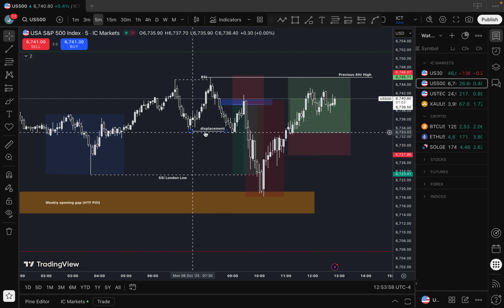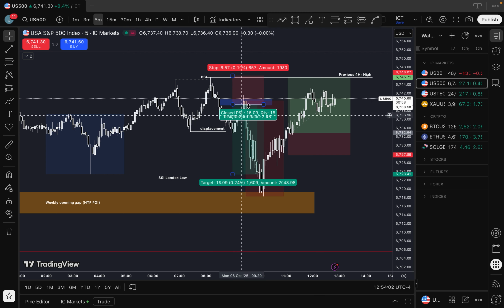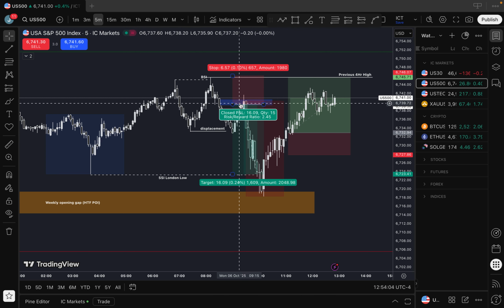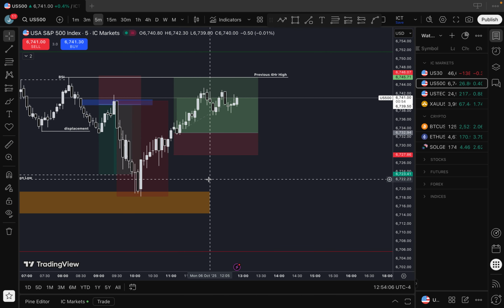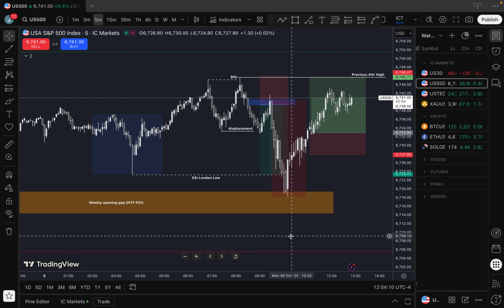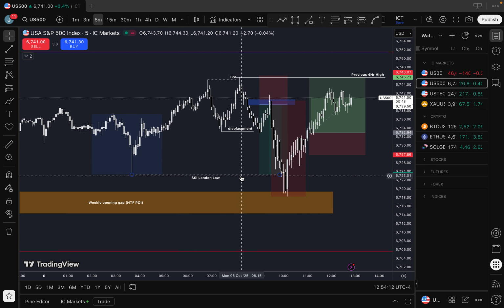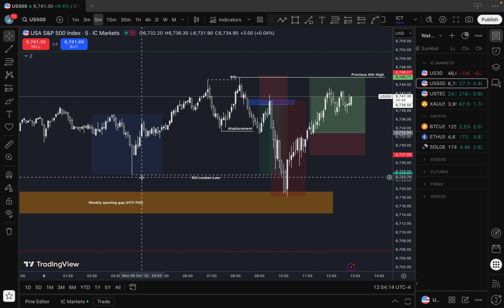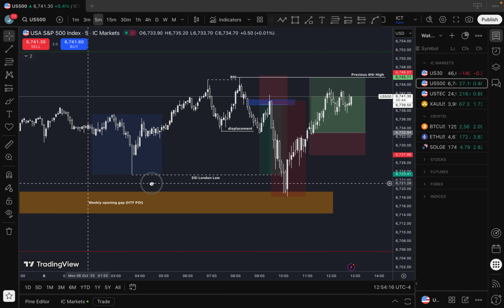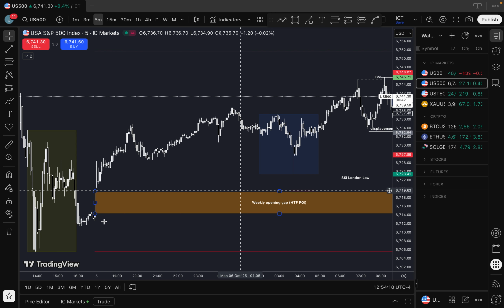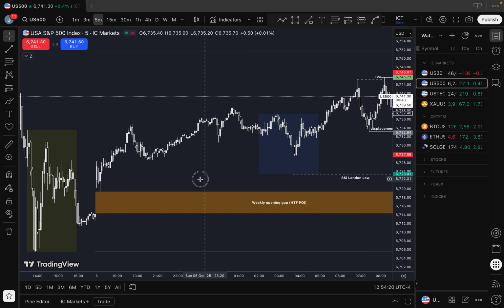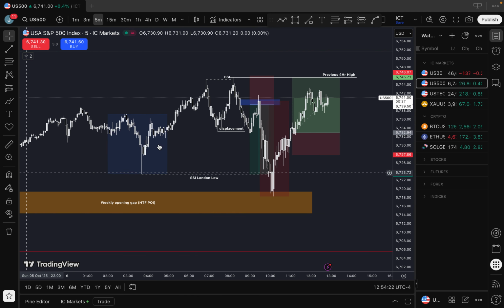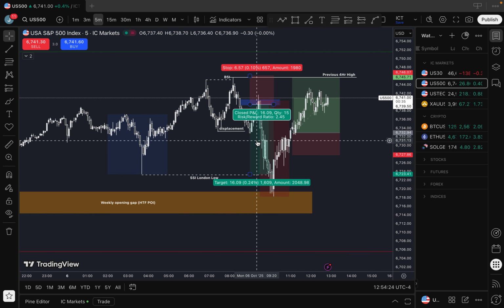So this is actually our breaker structure in a way, and then the entry would be in this fair value gap according to the ICT turtle soup model, and then target London low, obviously the first draw in liquidity, internal draw, and then the external draw being the weekly opening gap, which is our higher time frame point of interest. So that would have been a 2.45 to 1 trade.